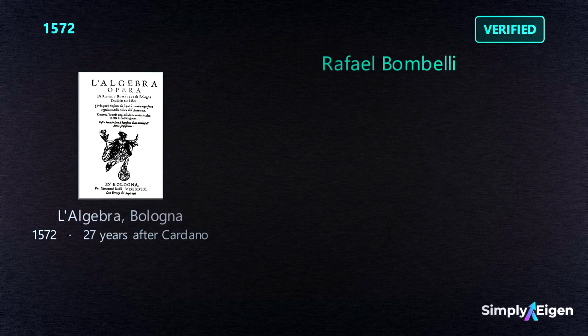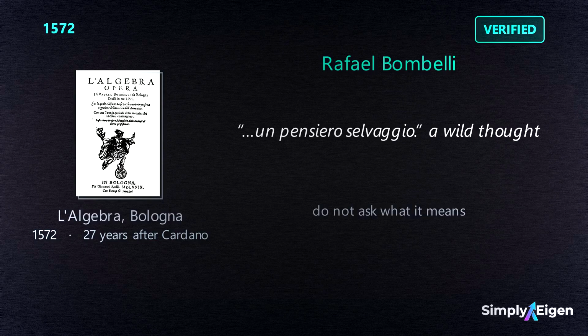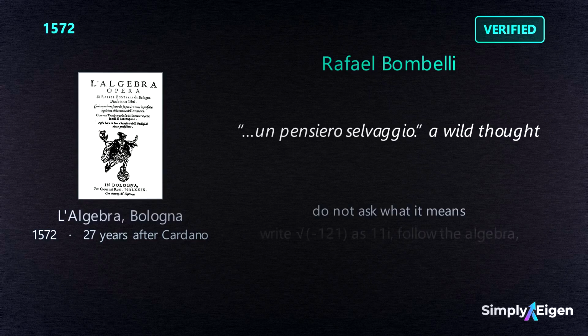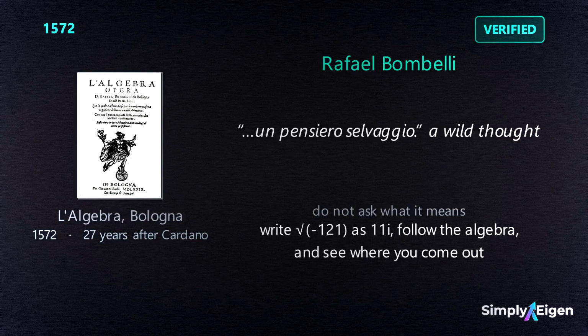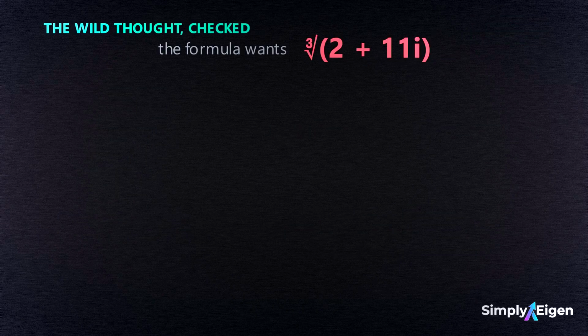27 years later, Raphael Bombelli looked at the same problem and had what he himself called a wild thought. What if you just carry them? Do not ask what the square root of minus 121 means. Write it down as 11 of some new thing. Follow the algebra and see where you come out. So the formula is asking for the cube root of 2 plus 11i.